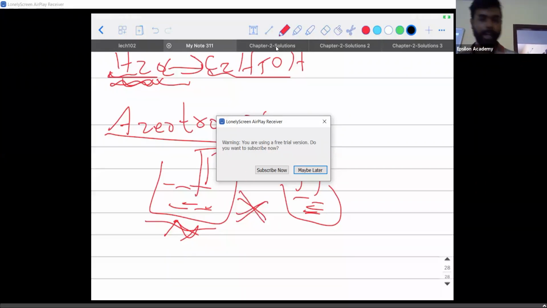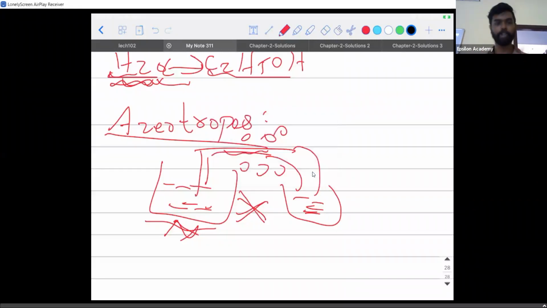I hope it's clear for people who are online. If it's clear, yes, azeotropes are mixtures which cannot be separated by distillation, because after mixing, they are going to show an entirely different property. It is going to behave as if a new liquid is formed with its own properties, in the sense with its own boiling point.